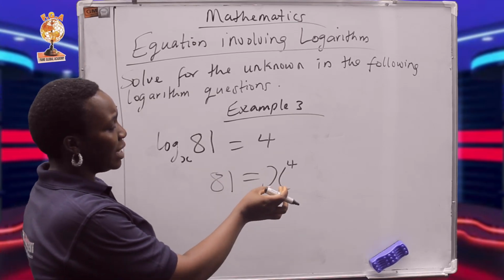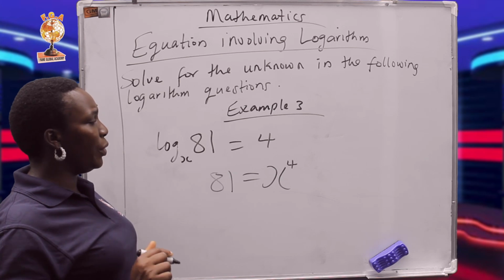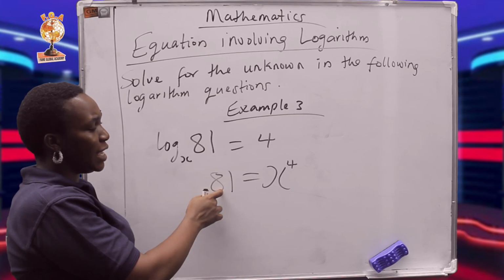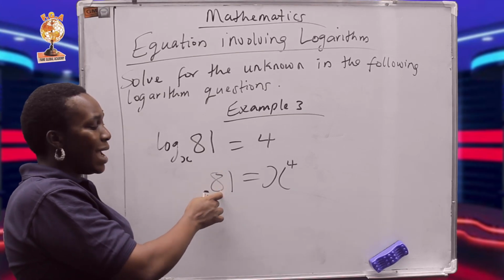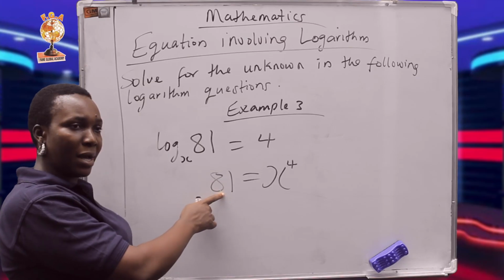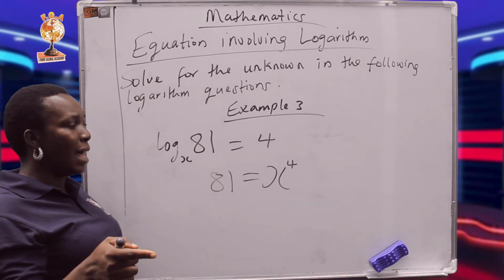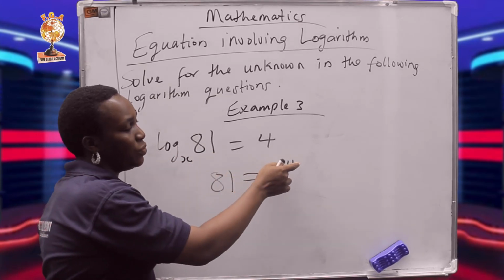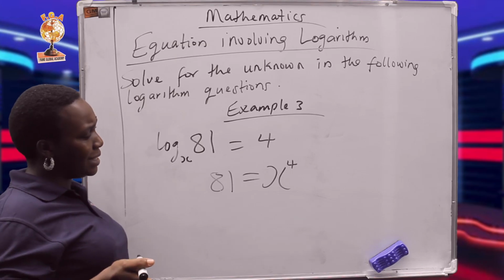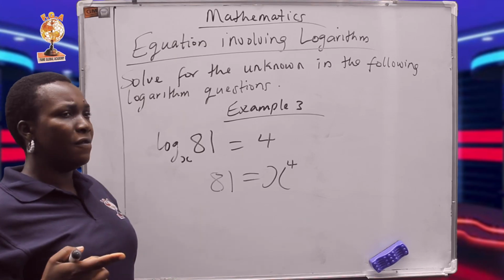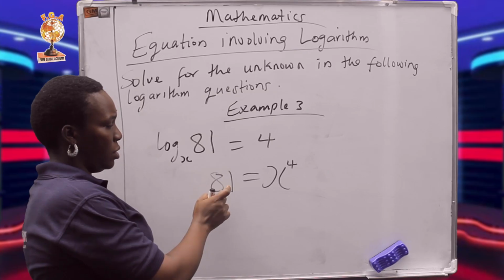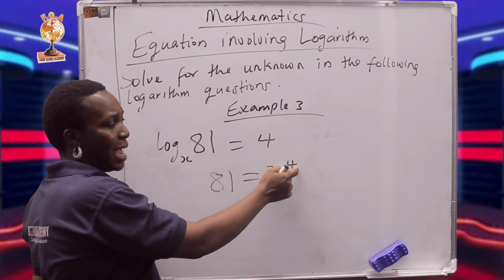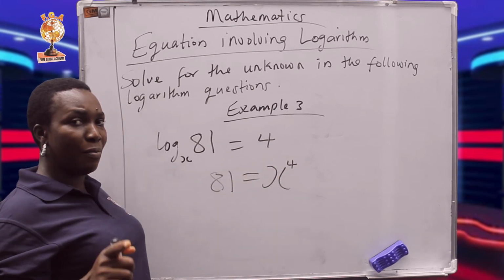Now, for you to get the value of this x, since x is having a power 4, we are going to change this 81. We are going to write the index form of this 81. That's, we'll look for a number that will be raised to 4 to give us 81, since x is raised to the power of 4. So what's that number? It's just like finding the fourth root of 81. What is that number that will multiply itself 4 times to give you 81? And that number is 3.